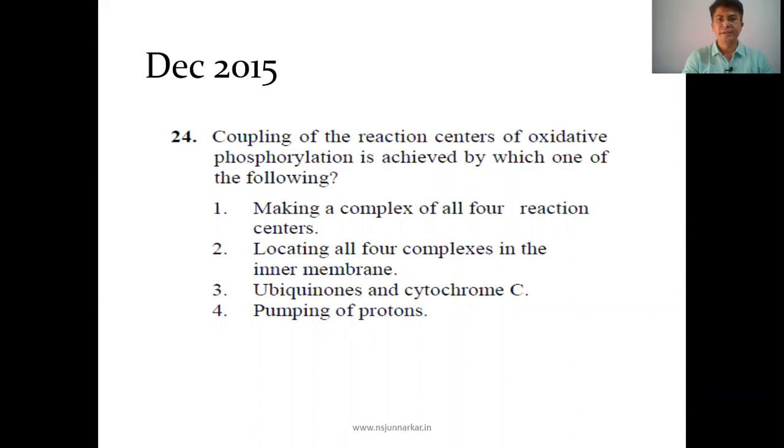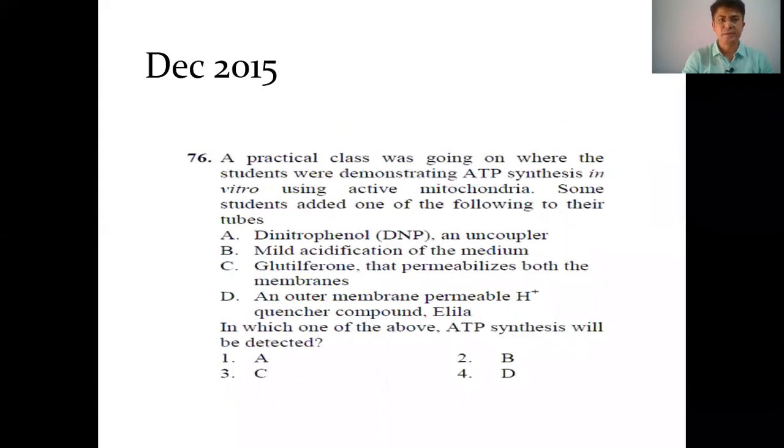Coupling of the reaction centers of oxidative phosphorylation is achieved by which one of the following? Making a complex of all four reaction centers, locating all four complexes in the inner membrane, ubiquinones and cytochrome C, pumping of protons. Then another question was asked.